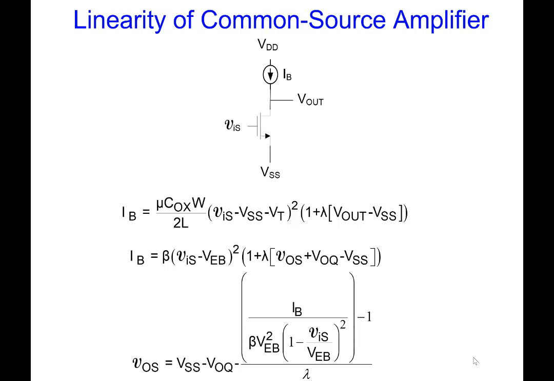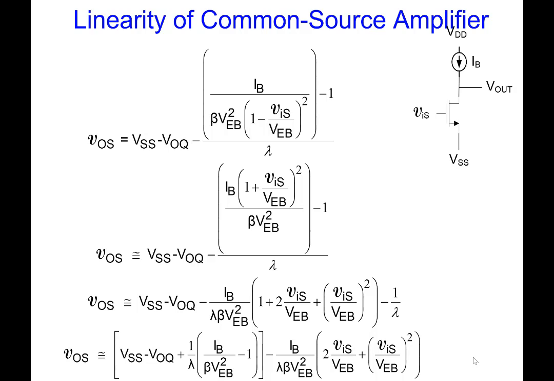However, Vin small signal is probably going to be small compared to V excess bias. And consequently, we can do a truncation of the squared term after first order terms. And we can do a Taylor series expansion to put it in the numerator. And if we do that, we finally get this expression that the small signal output looks about like this.